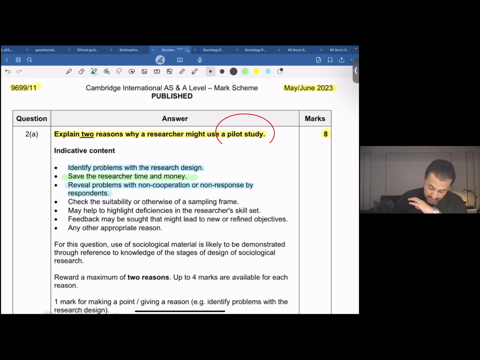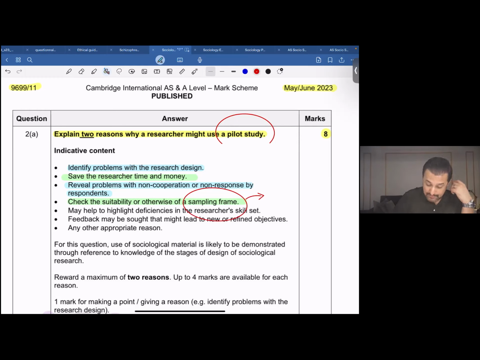Number four, this helps the researcher check for the suitability or otherwise of the sampling frame. Now, over here, I'd want everyone to know what the term sampling frame means. Sampling frame is the list of the individuals in the target population, right? Your attendance register at school can be an example of a sampling frame too, or the electoral lists that you have.